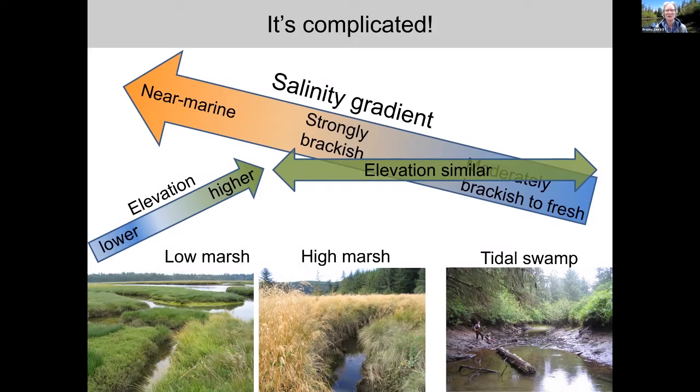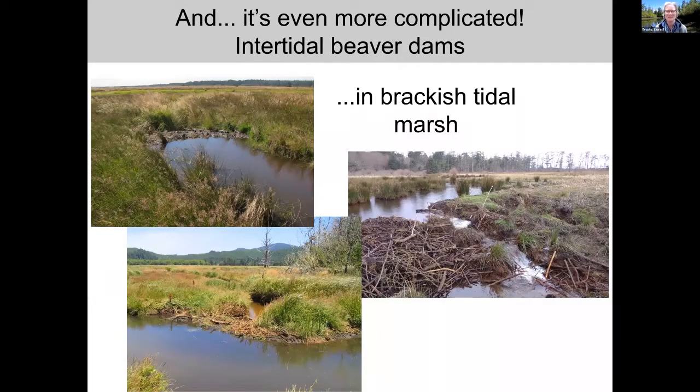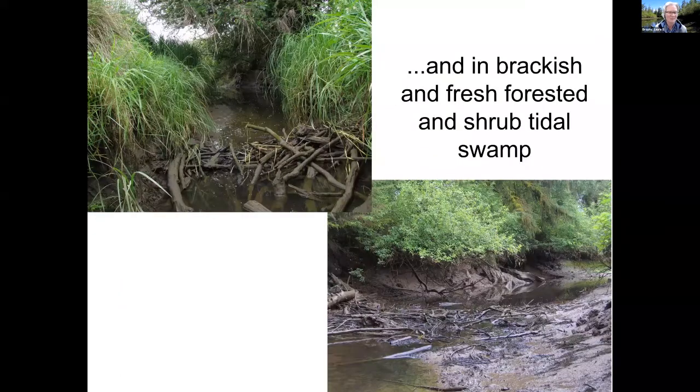So in other words, this is a complicated set of relationships between elevation and salinity that control where these wetlands are found. And what's more, it's even more complicated than that because of beaver. Beaver are system engineers that change their environment, and they will build their dams in brackish tidal marsh, another fact that was not much talked about or perhaps not much known until fairly recently. I've taken a bunch of pictures. Whenever I see a beaver dam out in the tidal marsh, I take a picture because it's fascinating. And they also build their dams in brackish and fresh forested and shrub tidal swamps. There's a couple of images there.